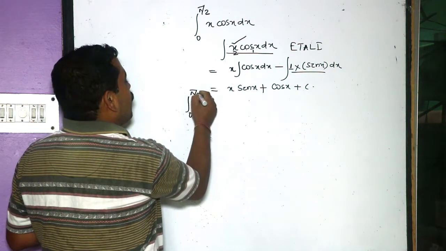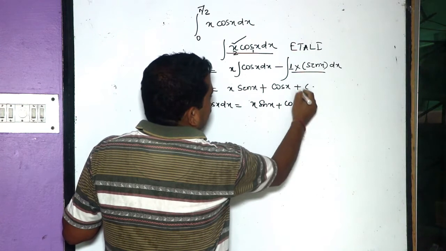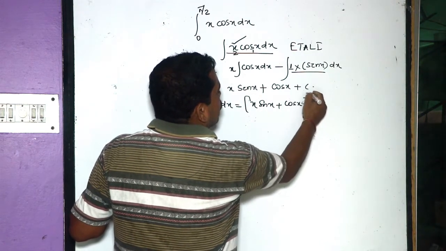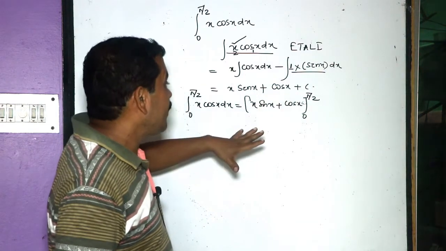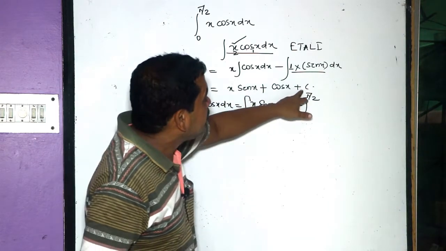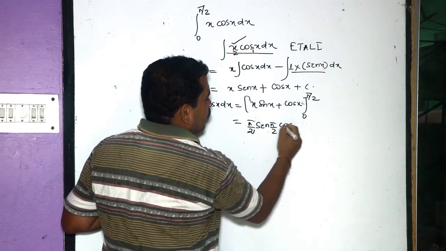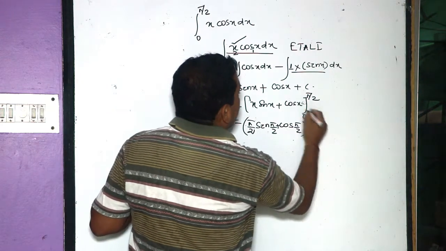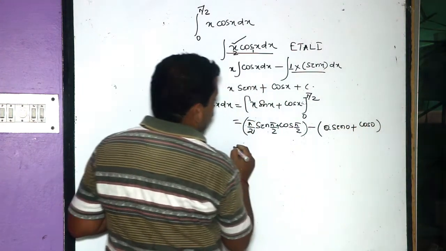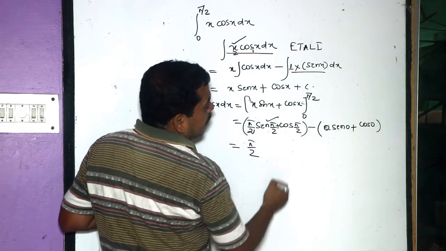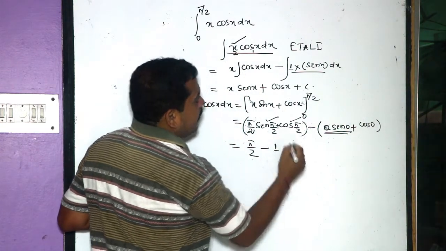Now we have to evaluate 0 to pi by 2 x cos x dx, that is x sin x plus cos x from 0 to pi by 2. Just delete this constant. In indefinite integration we always use the integrating constant, but in definite integration we cannot use it. Now put x as pi by 2: pi by 2 sin pi by 2 plus cos pi by 2, minus, putting 0, 0 into sin 0 plus cos 0. Sin pi by 2 is 1 and cos pi by 2 is 0, so here it is pi by 2, minus this, which is 0, but cos 0 is 1, that is pi by 2 minus 1.